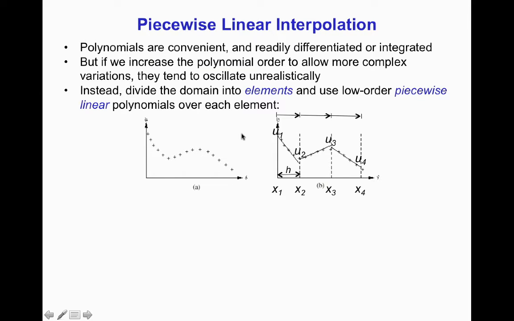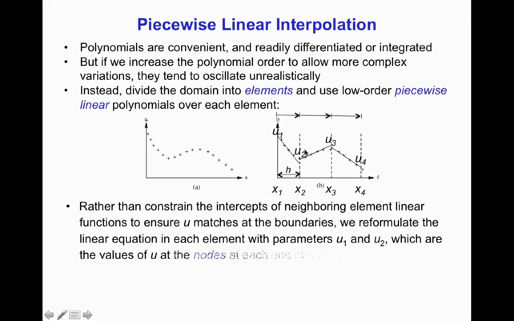For example, let's say we were expecting the solution of our real life problem to look something like this, where this is u as a function of x. We could try and use a higher order polynomial over this entire domain to approximate this solution. However, it would be easier to divide the domain into three subdomains, into three elements, and allow a linear variation across each interval. However, you can see this does create a problem, because there is the potential for a discontinuity in our solution at the boundaries between the intervals. So rather than separately constrain these two functions to have the same value at the boundary, we can do that by reformulating the linear equations in each element in terms of the values at the ends.